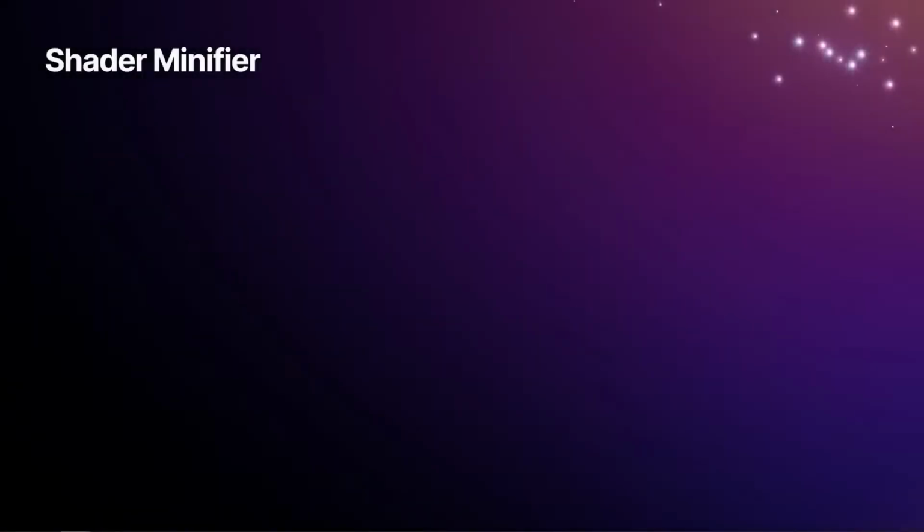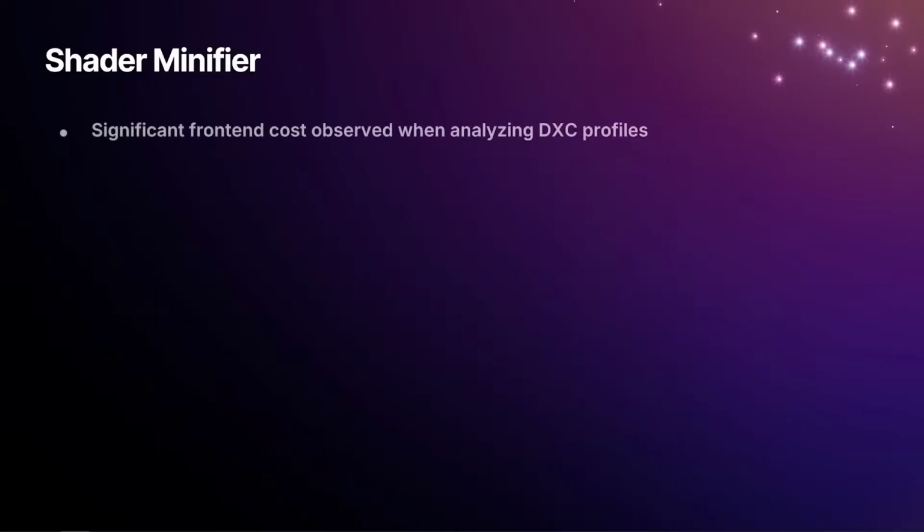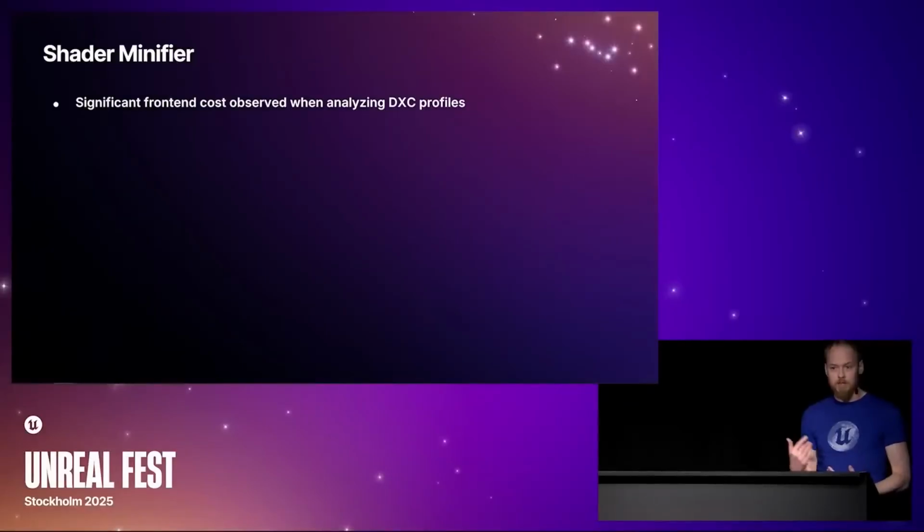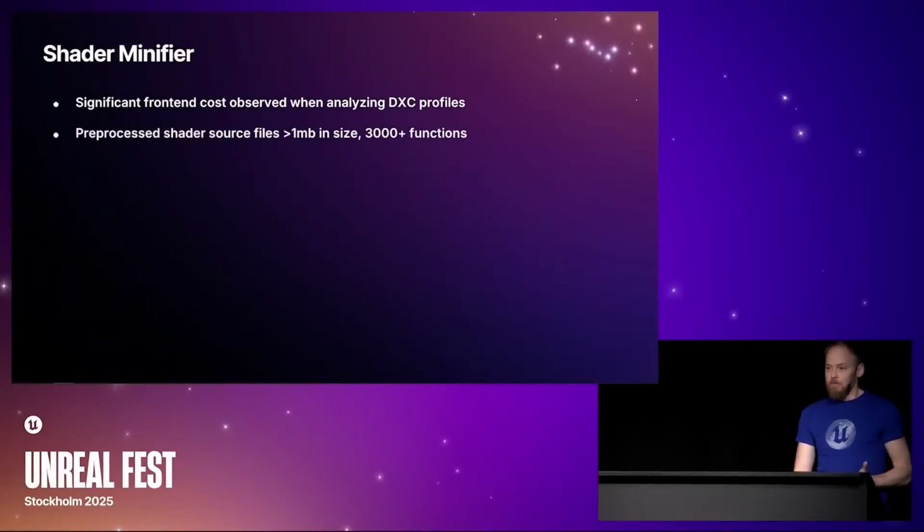So our first big win came in the form of a library we refer to as the shader minifier. We were profiling DXC, the DirectX shader compiler, and we saw just a lot of time spent in front-end parsing, AST creation, that kind of thing. UE shaders tend to be very large after preprocessing, over a megabyte in size, thousands and thousands of functions, often very little of which was actually used in the final shader, but it was still being parsed.